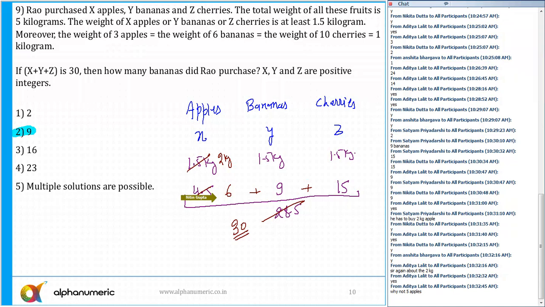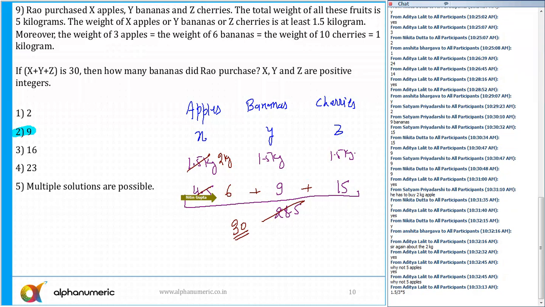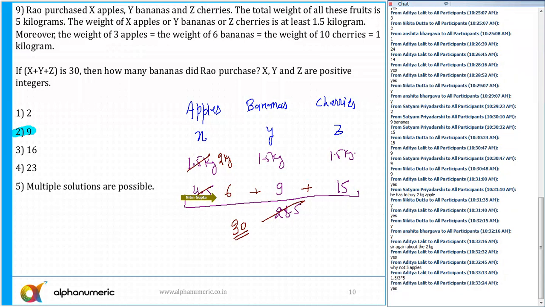Let's say 5 apples. So 5 apples means how many kgs? Can you tell me, Aditya? What is the weight for 5 apples? For 3 apples it's 1 kg, so for 5 apples it will be how many kgs? 1.66, right? 1.66.